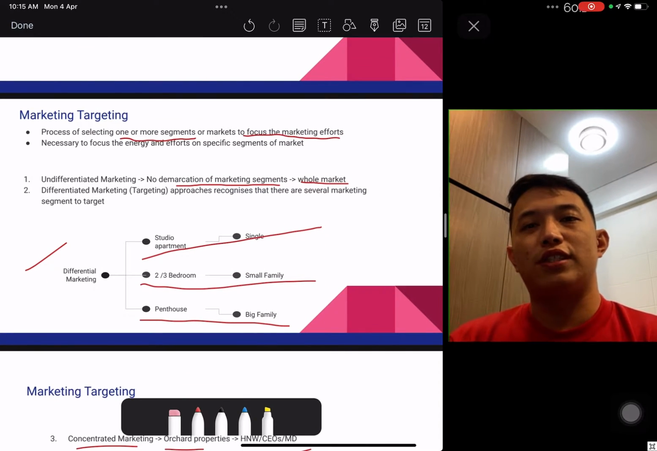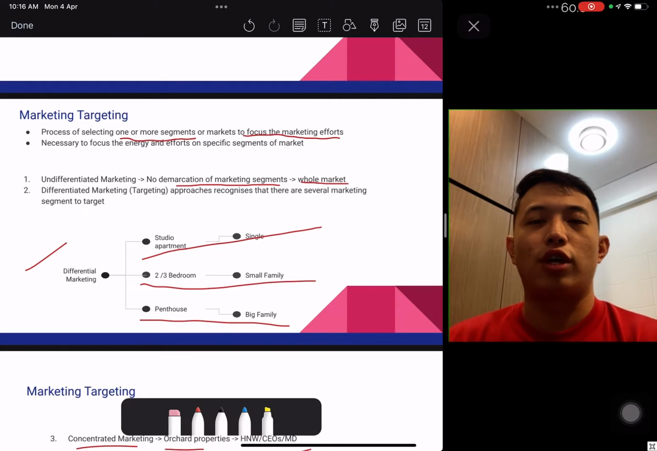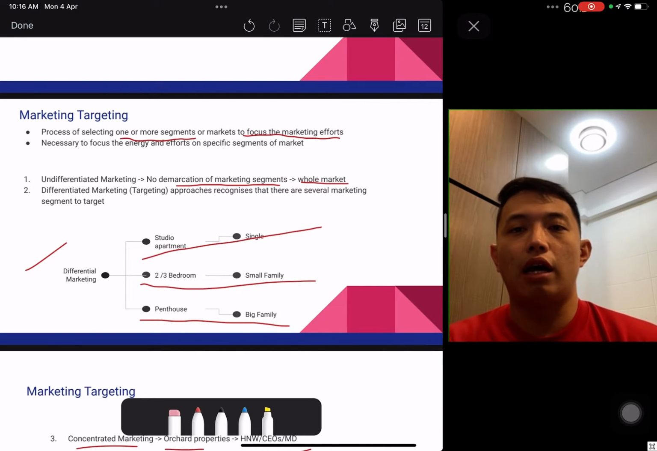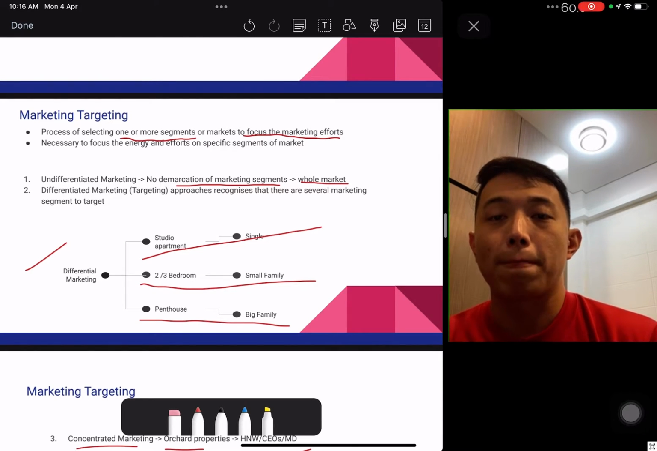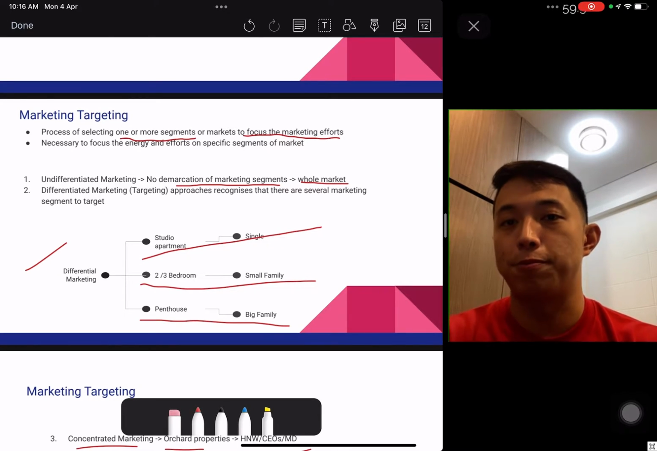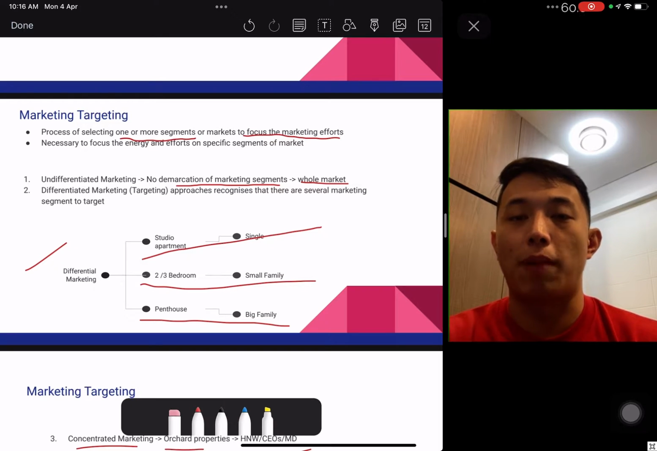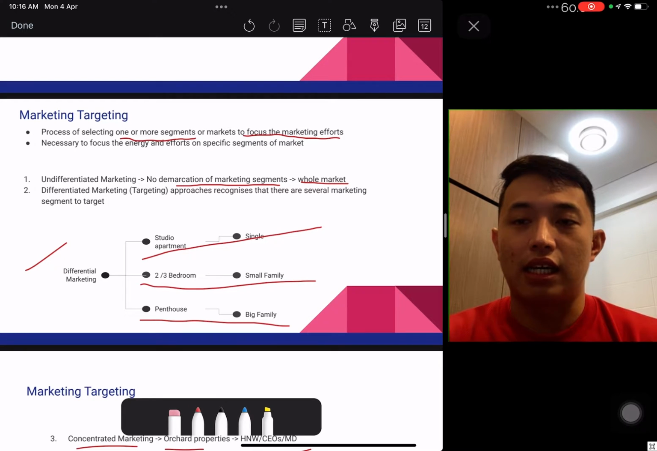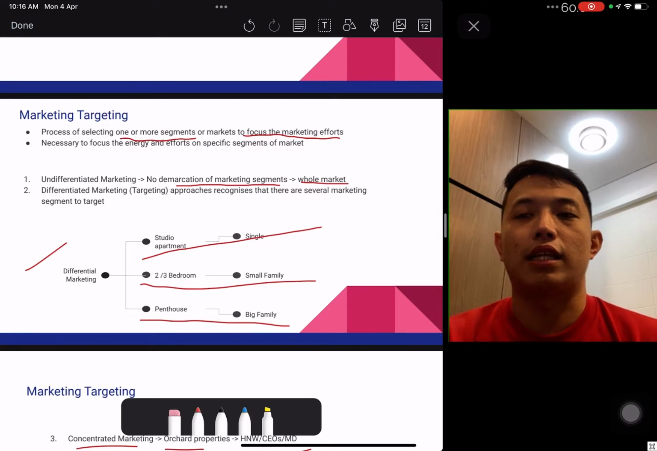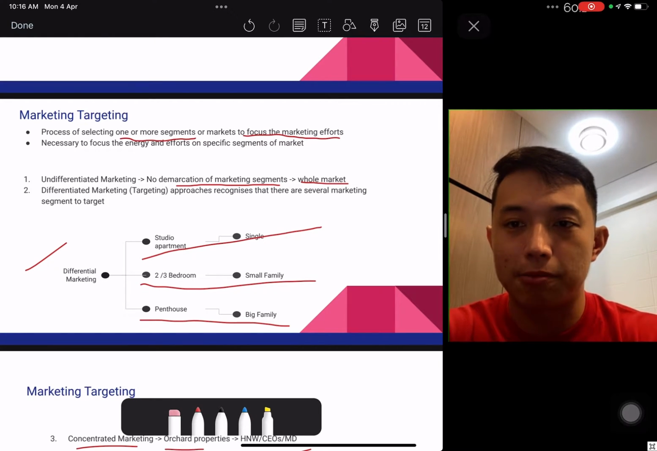Okay, another product differentiation is based on marketing targets. You are targeting one or more segments to focus your marketing effort, which means you must be specialized or focused in one area. Undifferentiated marketing is targeting the whole market, which means housing everyone can stay in, such as HDB. HDB is a whole market, everyone can use it. For differentiated marketing, it's targeting, such as studio apartments targeted for singles, and 2 and 3 bedroom housing targeted for small families or newlyweds.